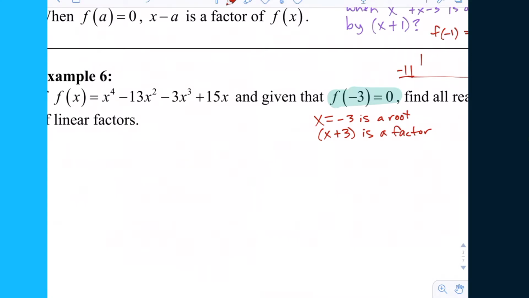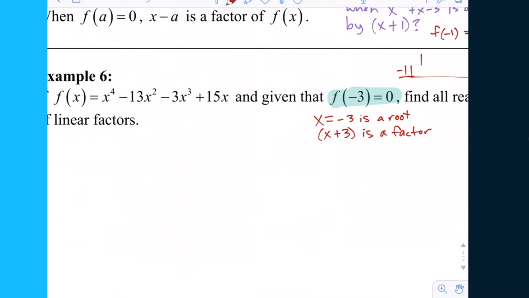If I can get it to a quadratic, then I'm home free essentially because I can factor it, solve it by separating the variables, or using the quadratic formula. So to get from a degree 4 down to a degree 2, I need to know at least how many factors? 2, right? And they only gave me 1, which means I got to find myself another.